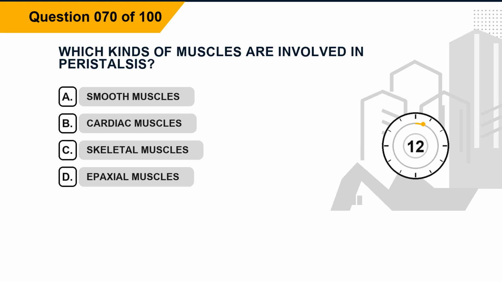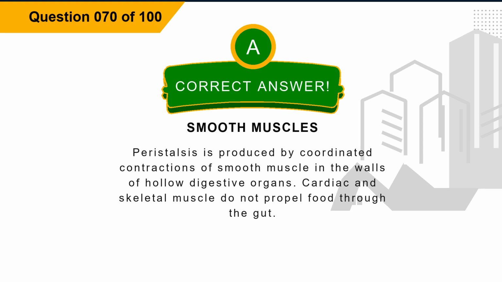Question 70. Which kinds of muscles are involved in peristalsis? Option A, smooth muscles. Option B, cardiac muscles. Option C, skeletal muscles. Option D, epaxial muscles. The correct answer is option A, smooth muscles. Explanation. Peristalsis is produced by coordinated contractions of smooth muscle in the walls of hollow digestive organs. Cardiac and skeletal muscle do not propel food through the gut.